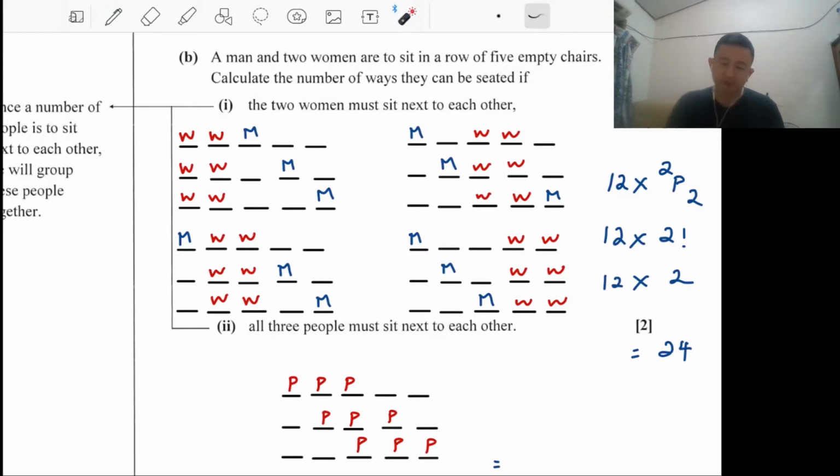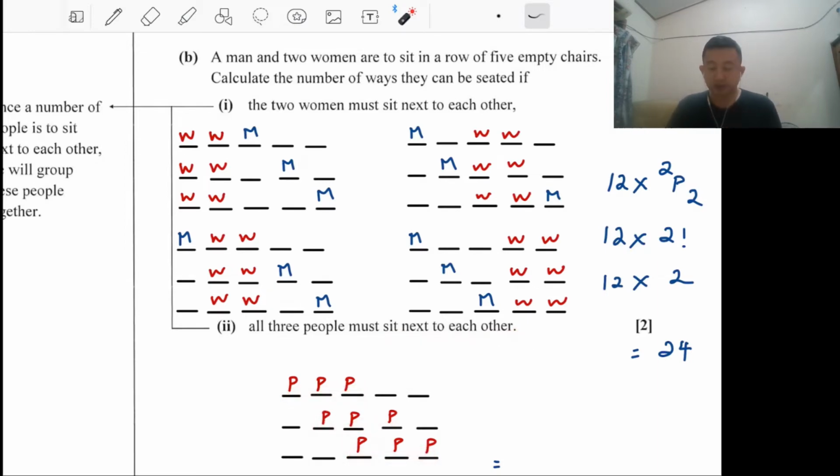Okay, then we go with the next question. The criteria now is all 3 people must sit next to each other. So I don't care whether it's man or woman, I regard them as people. So P, P, P, 3 persons sitting like that, or like this, or like that. No other way, right? Because they must sit next to each other, so you group them together.